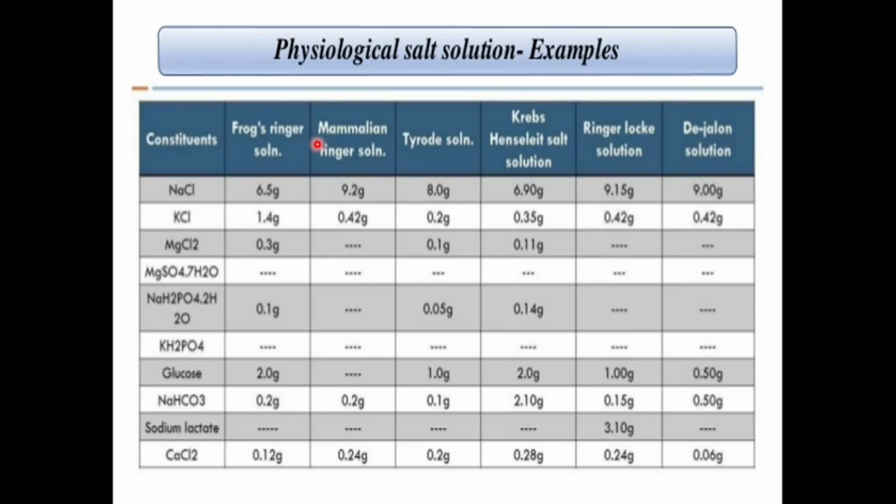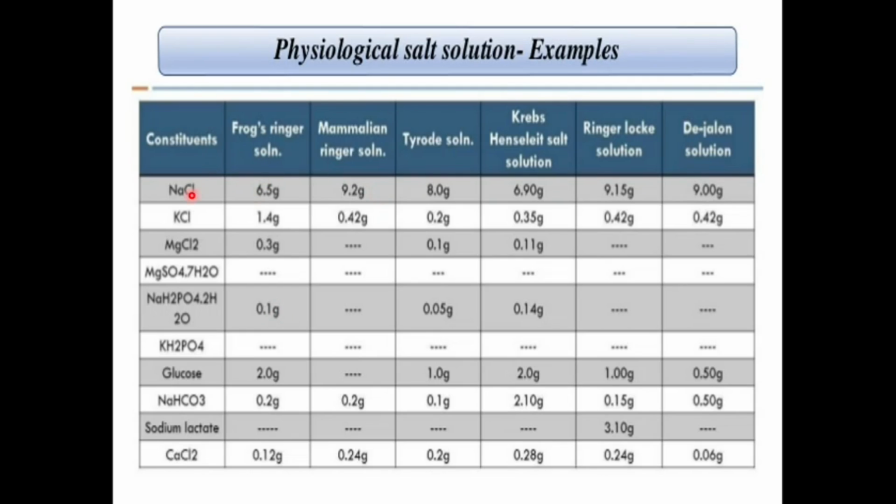So in the physiological salt solution, we have many different types of salt solution. Among them are the frog Ringer solution, mammalian Ringer solution, Tyrode solution, Krebs-Henseleit salt solution, Ringer-Locke solution, and De Jalon solution. And these salt solutions are prepared by the constituents which are listed on the left side of the table. So these are all the constituents which are added in the distilled water, or the deionized water, or the double distilled water, and you will get the respective salt solution.